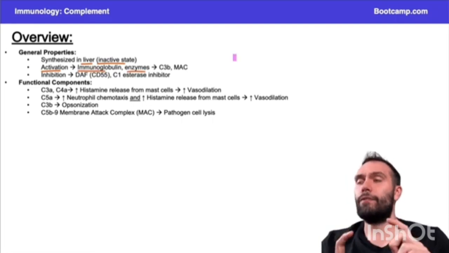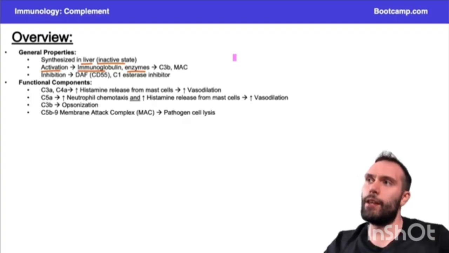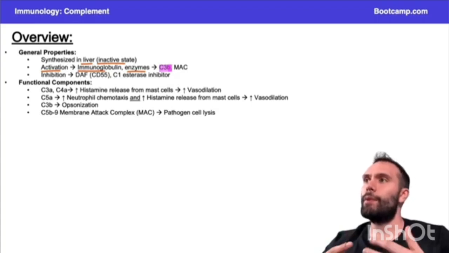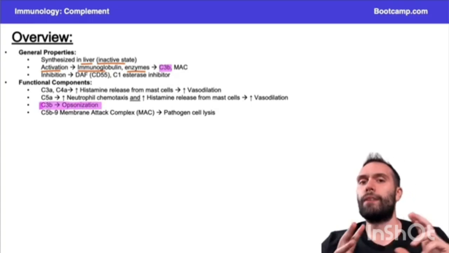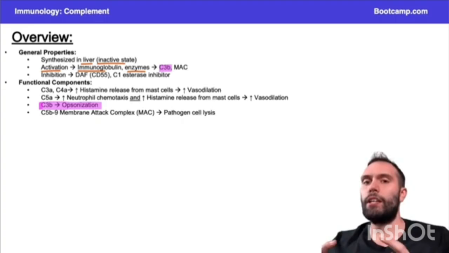Once we get that activation, there are two endpoints to this complement cascade that you want to be familiar with. The first one is going to be C3b. Remember, C3b is very much involved with opsonization, and we talked about that previously. C3b and IgG are the two particularly high yield things to be familiar with when you're thinking about opsonization, when you're thinking about triggering that component of phagocytosis.